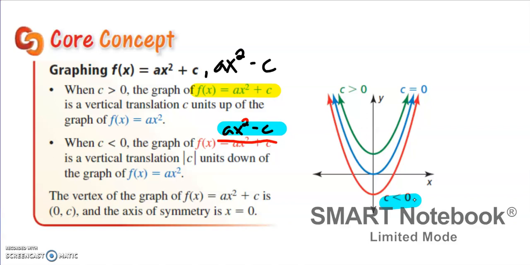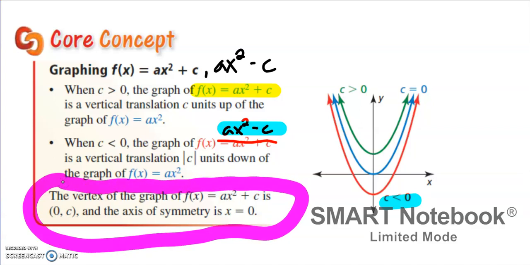When your c is positive, that means your y-intercept is going to be positive, it's going to be above 0. When c is negative, that means your y-intercept is going to be negative, which means it's going to be below 0. So that's why the vertical shift happens. There's one last thing that I want to draw your attention to. It's down here. It says the vertex of the graph of our general form f of x, or y, equal to ax squared plus c, is going to have the vertex of (0, c). And the axis of symmetry is going to be x equals 0.